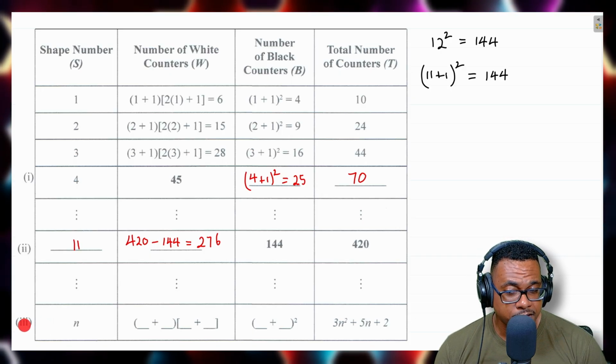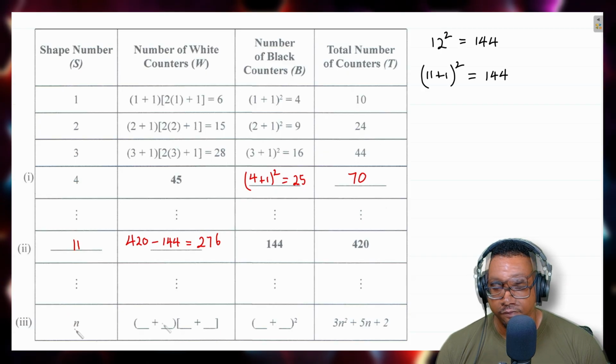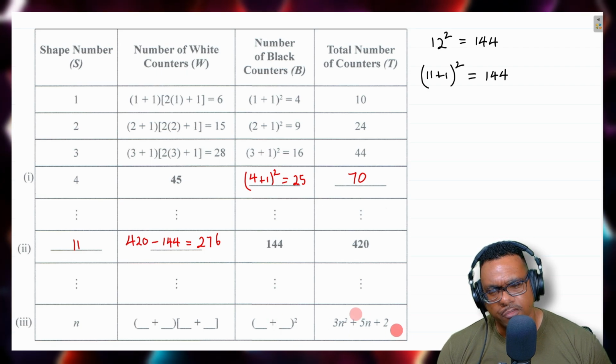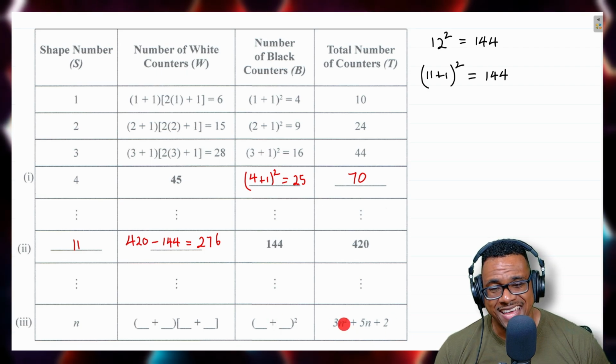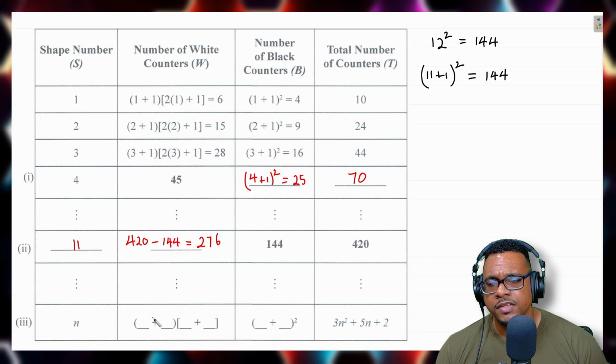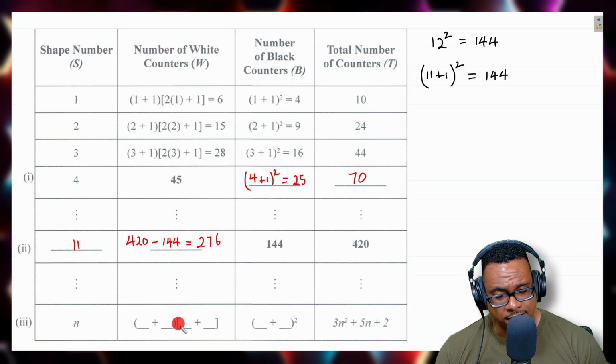So now down here for part 3, we have the nth term, which is the nth shape number. So we have the number of white counters missing here, the number of black counters missing here, and we have the formula for the total number of counters when the shape number is n. So this will be the formula for the total amount of black counters when the shape number is n. Same thing here, the formula for the total number of white counters when the shape number is n.